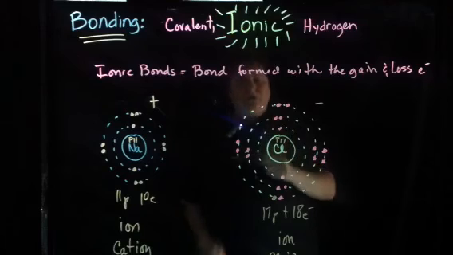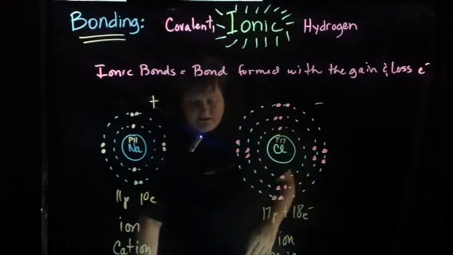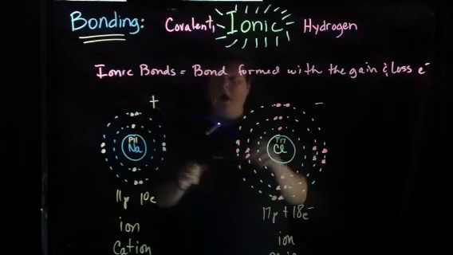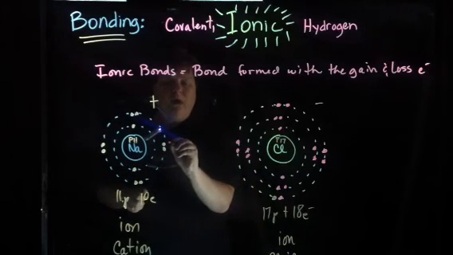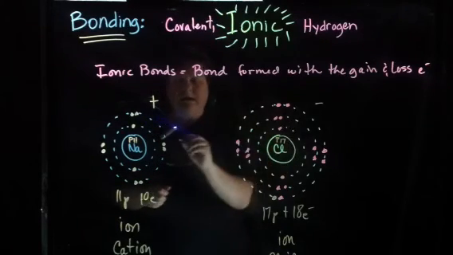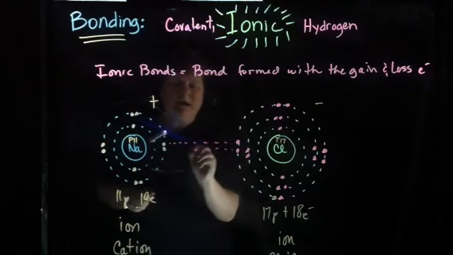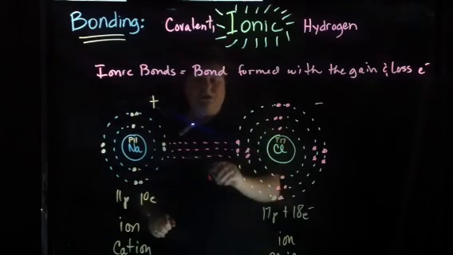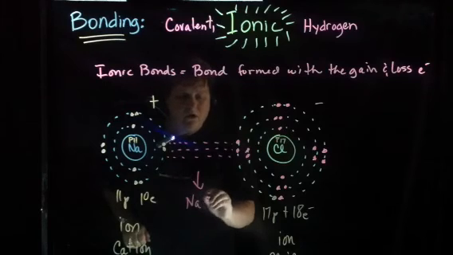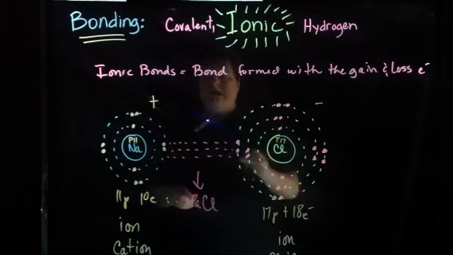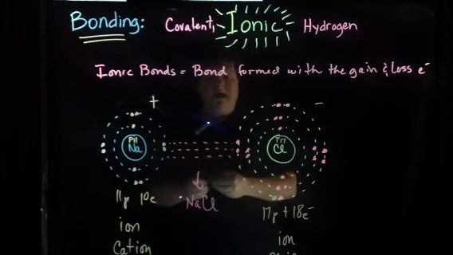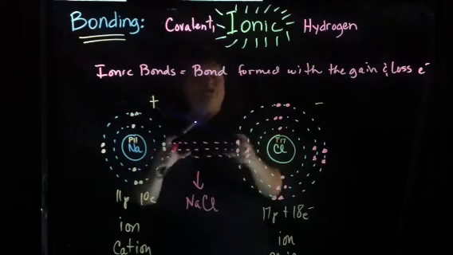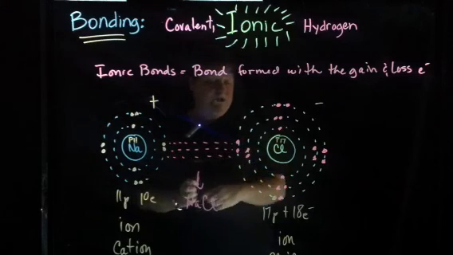Okay? And we all learned in elementary school that like charges repel and opposite charges attract. So what will happen, because we have a positive charge and a negative charge, we're going to form an electromagnetic attraction between chlorine and sodium to produce sodium chloride. So this bond is much weaker than a covalent bond, but it still holds these together. Remember, this is an attraction and there is no sharing between electrons.